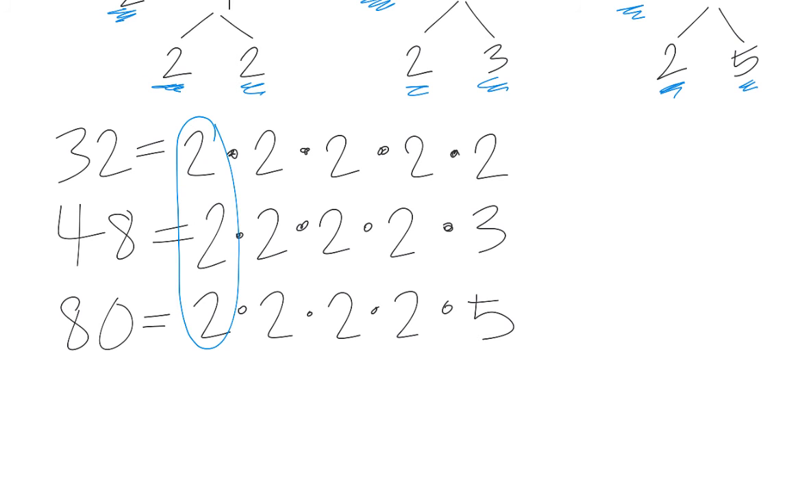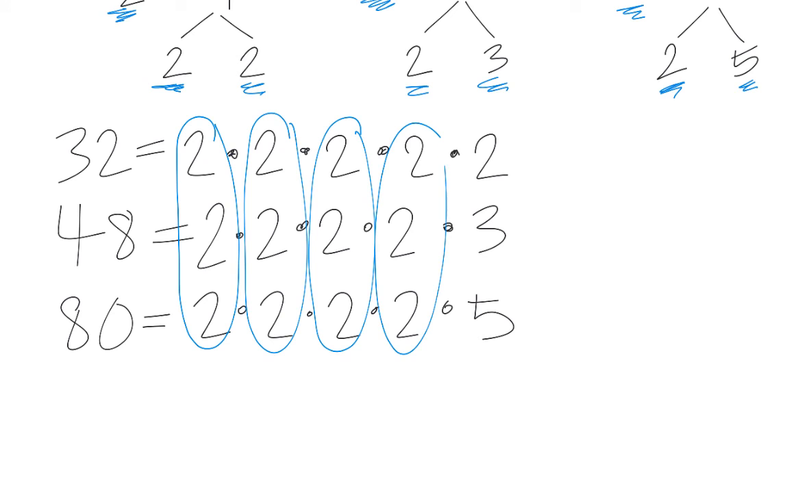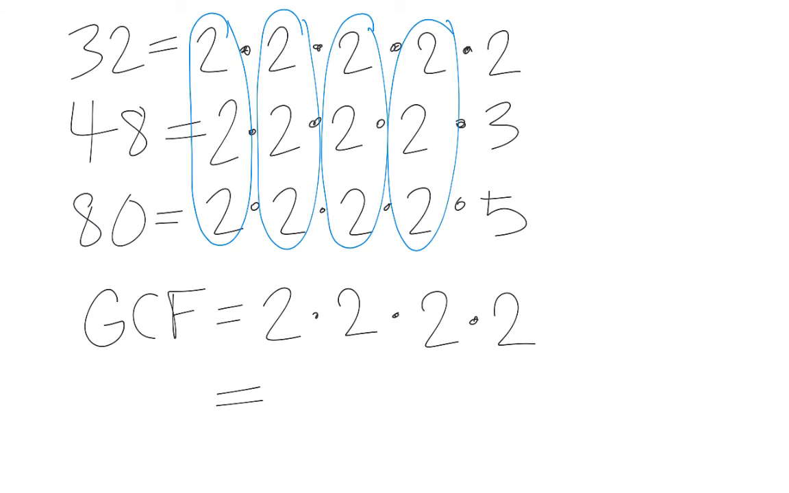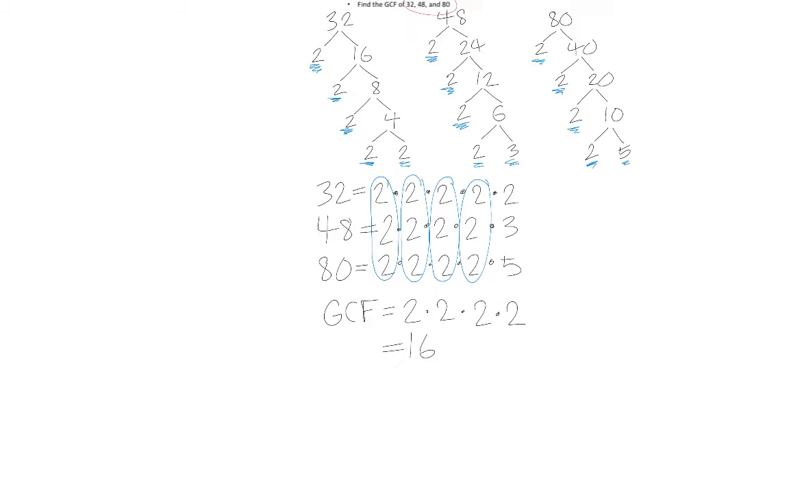These 2's are common. These 2's are common. These as well. And these 2's are common as well. Therefore, the greatest common factor is equal to 2 multiplied by 2 multiplied by 2 multiplied by 2. So 2 times 2 is 4, 4 times 2 is 8, 8 times 2 is 16. Therefore, the greatest common factor of 32, 48, and 80 is 16.